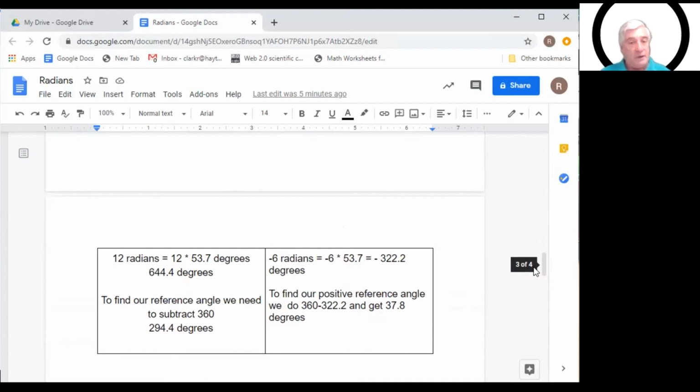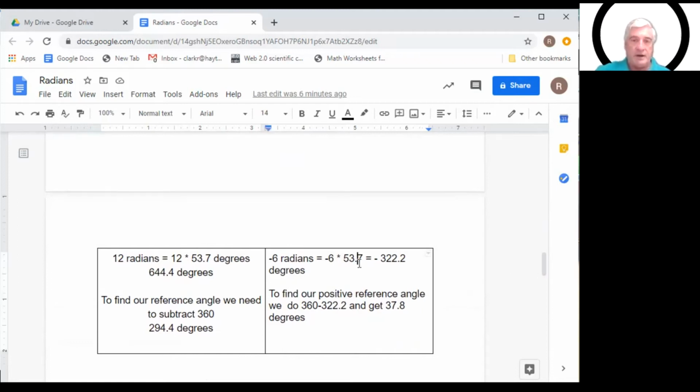a reference angle. We need an angle below 360 on our unit circle. So when I subtracted 360, I got 327.6. Most of the time, we're just going to round that off to 328 degrees.